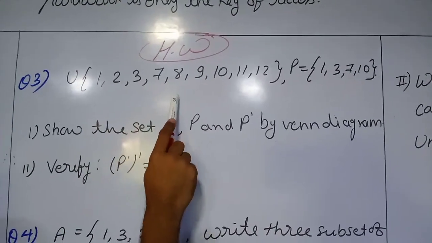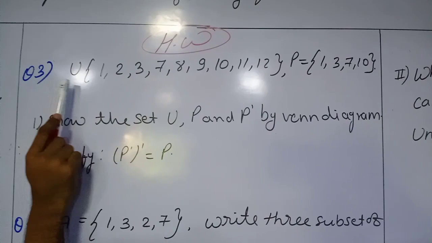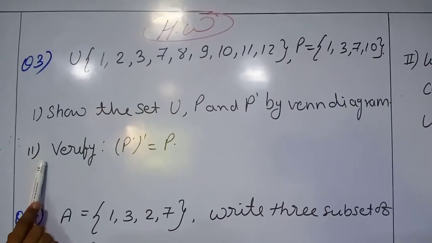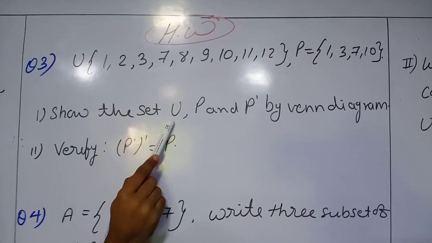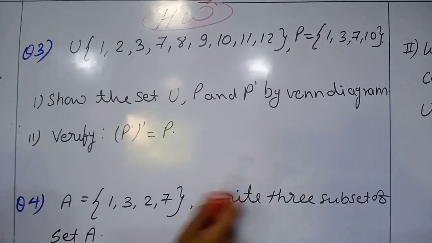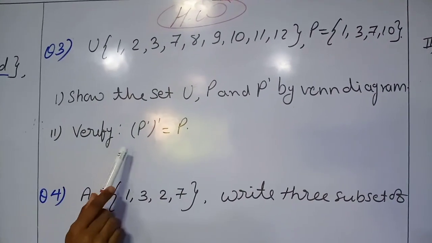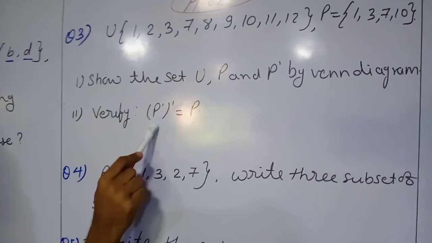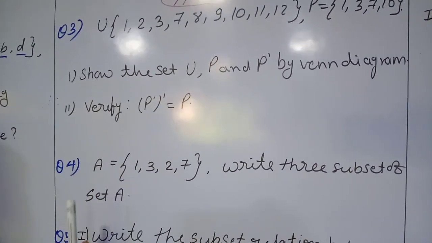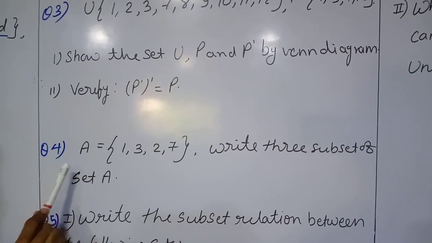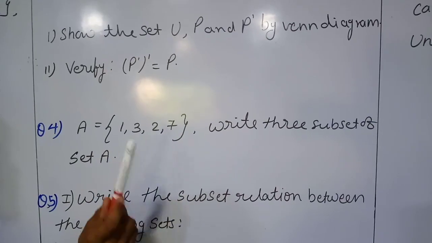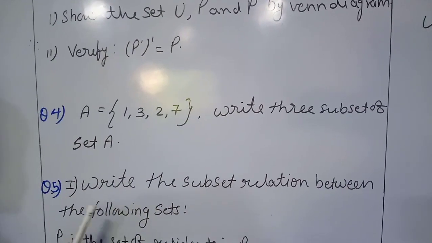This is homework for you all. In question number 3, we have the universal set and a set P. We have two sub questions. First, show the sets U, P and P dash by a Venn diagram. Second, verify that the complement of the complement of set P is equal to P, which we discussed in the definitions earlier. Question number 4: set A is given. Write 3 subsets of the set. Any 3 you can write by your own choice.